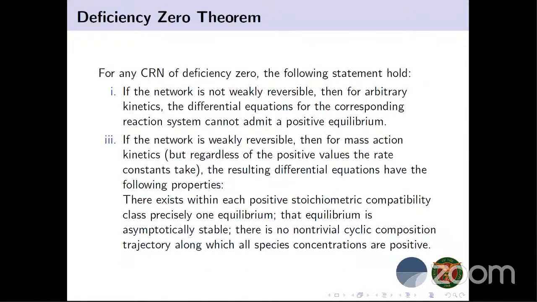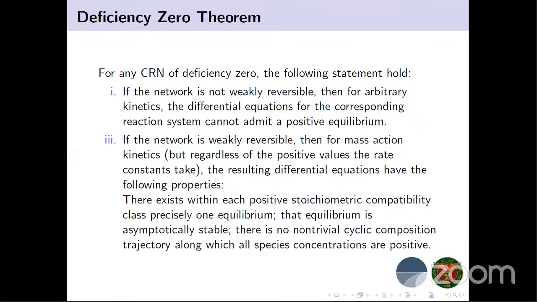We have this important theorem in CRNT, the deficiency zero theorem. Here, for any CRN, of course, with deficiency 0, the following statements hold. The first one is, if the network is not weakly reversible, then for arbitrary kinetics, the differential equations for the corresponding reaction system cannot admit a positive equilibrium. So this is a very important theorem. Of course, for networks with deficiency 0. I omitted the second statement because it's a very long theorem. We consider this third statement.